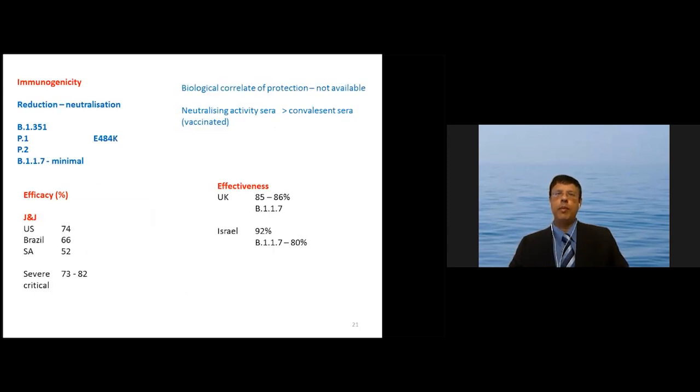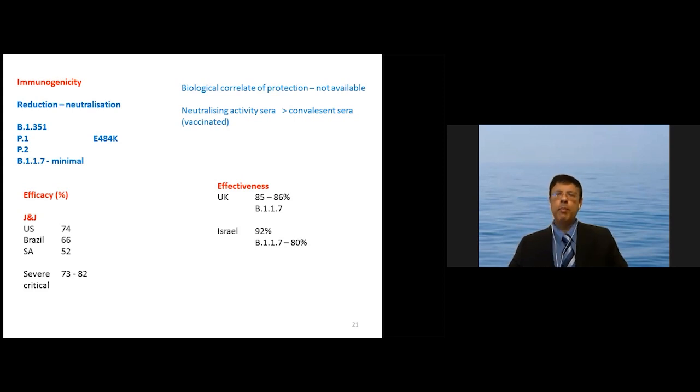So in summary, you find that the immunogenicity is reduced, or there is reduced neutralization, with some of the variants. The highest reduction is with the South African variant and the Brazilian variant, while the UK variant is not neutralized to a great extent; the neutralization doesn't reduce to a great extent.